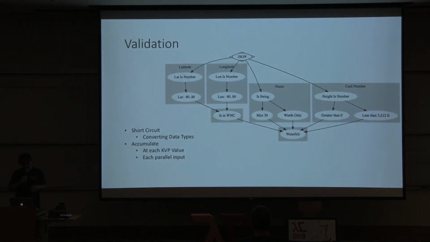All right, so let's talk about validation in the context of parsing JSON. There are kind of two things we can do. We can short circuit when we validate, which means if there is an error, we return. That's for instance if we're parsing data or converting data. If we require a name and it does not exist, there's no reason to continue on and verify that they're words only, or that they're a max of 30 characters. So that would be short circuiting.